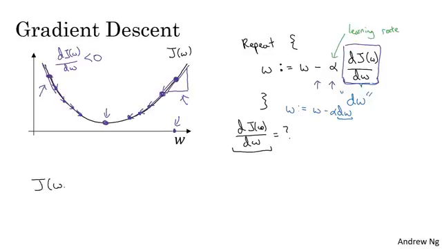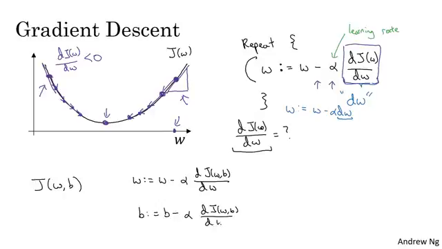In logistic regression, your cost function is a function of both w and b. So in that case, the inner loop of gradient descent, that is this thing here, the thing you have to repeat, becomes as follows. You end up updating w as w minus the learning rate times the derivative of J(w,b) with respect to w, and you update b as b minus the learning rate times the derivative of the cost function with respect to b. So these two equations at the bottom are the actual updates you implement.